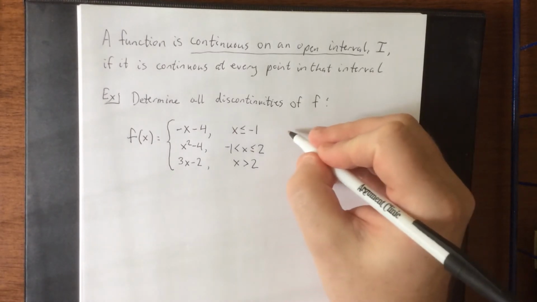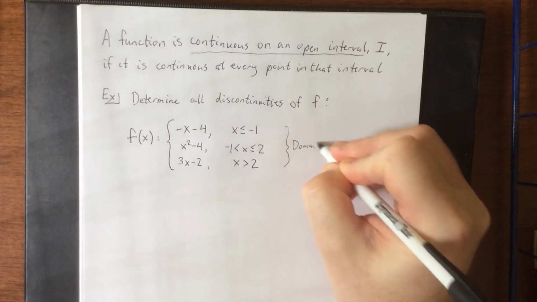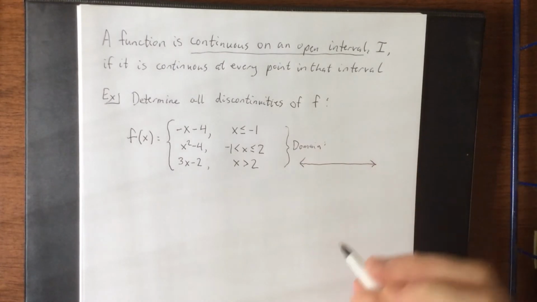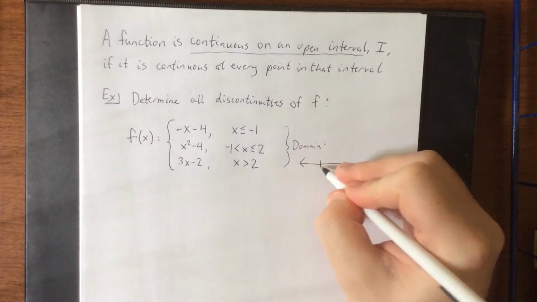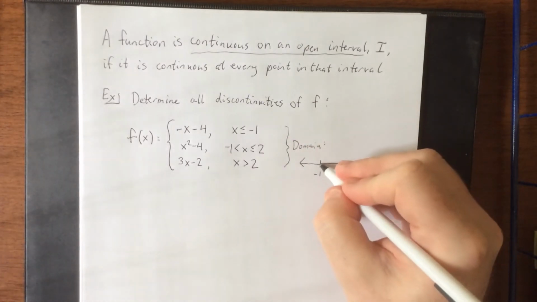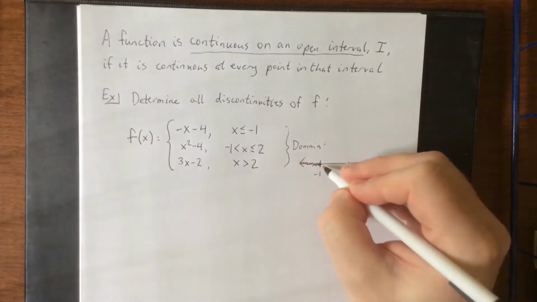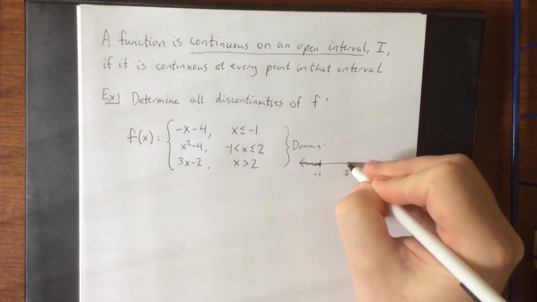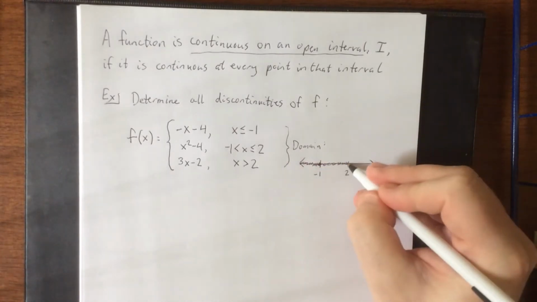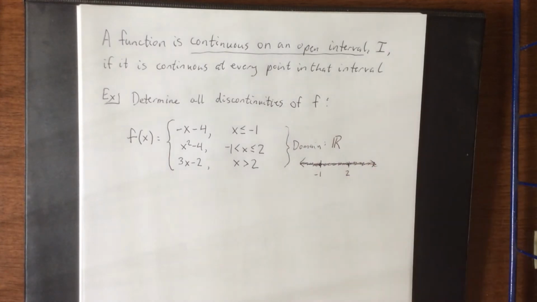So the first thing I'll have everybody take a note of is that the domain is going to be all real numbers. And the reason that I can surmise that is because if I take all of the intervals of the domain that are listed here, the first one says less than or equal to negative 1. The next one says greater than negative 1 but less than or equal to 2. So that takes care of all of that. And then the last domain says everything greater than 2. So the domain is going to be all real numbers.